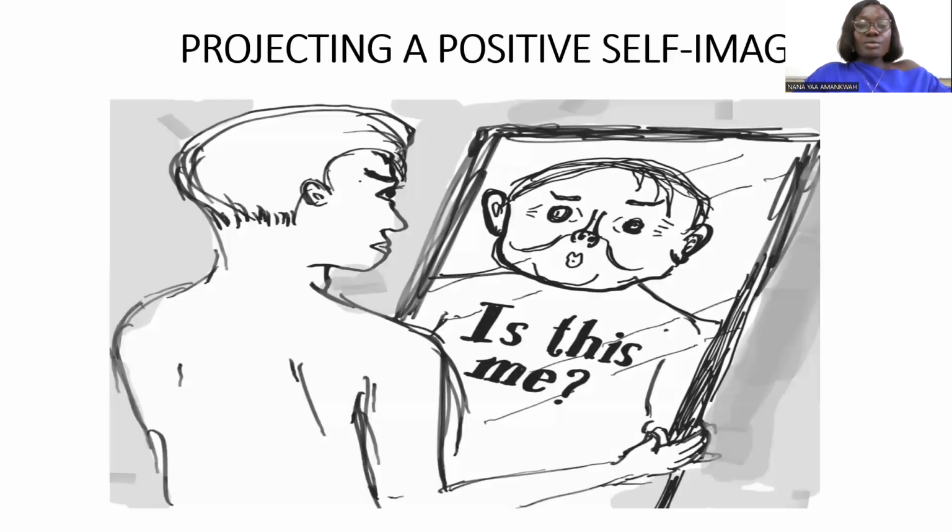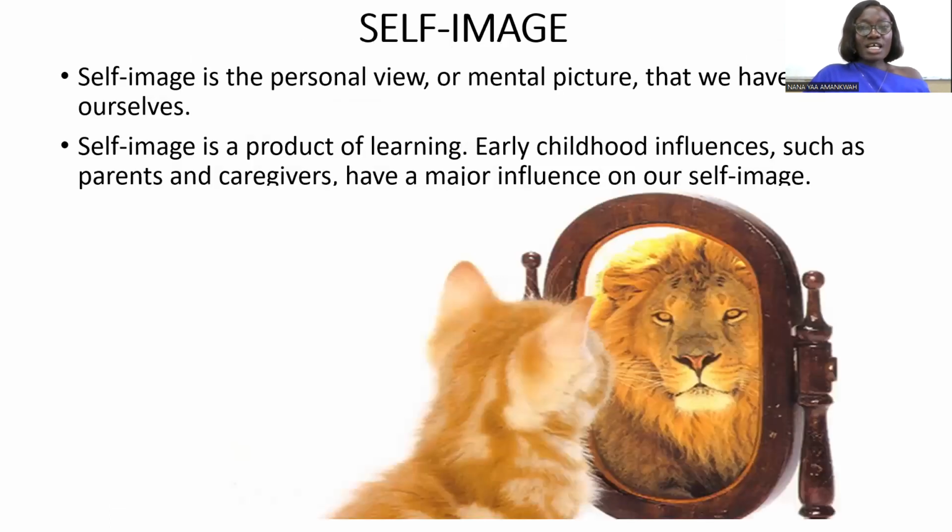All right. So when you look at the image on the screen, you notice that a person is looking at himself in the mirror and he's asking himself, is this me? So whenever you take a mirror and you look at yourself, whatever image you have of yourself is what others will also see. Okay, is what the world around you will see. So in trying to develop a positive self-image, you want to be able to have a correct mental picture.